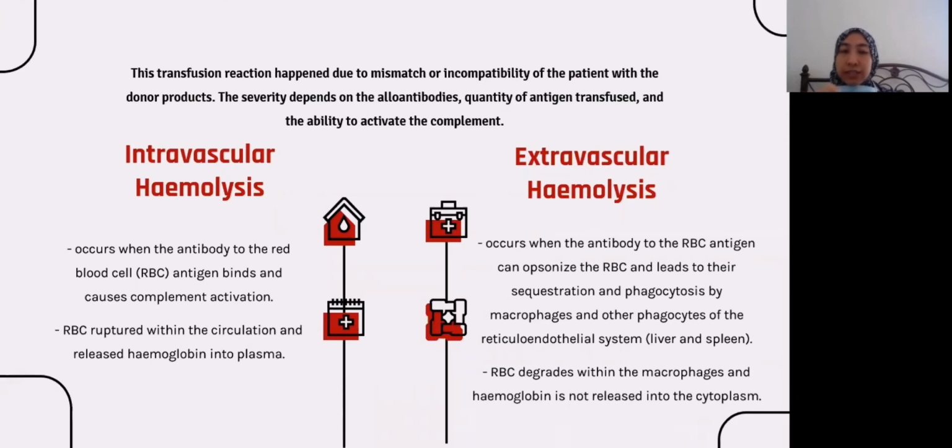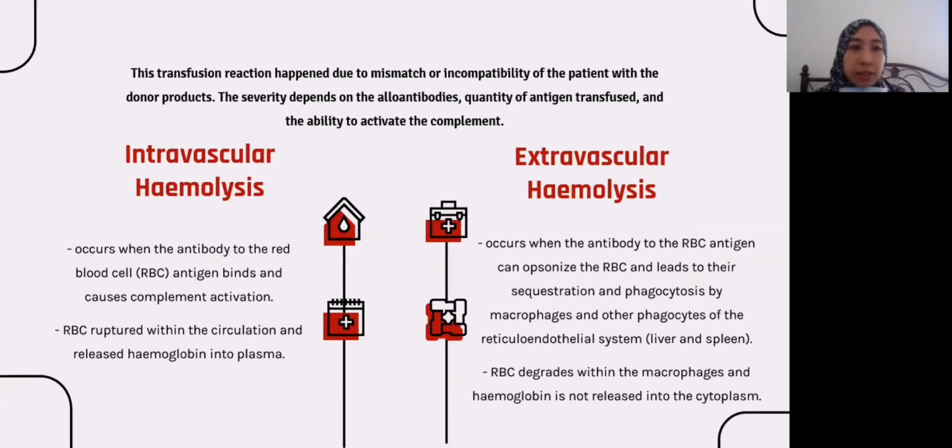So this transfusion reaction happens due to mismatch or incompatibility of the patient with the donor products, and the severity depends on the alloantibodies, the quantity of the antigen transfused, and the ability to activate the complement system. In this reaction, there are 2 types of hemolysis that can happen, which are intravascular and extravascular.